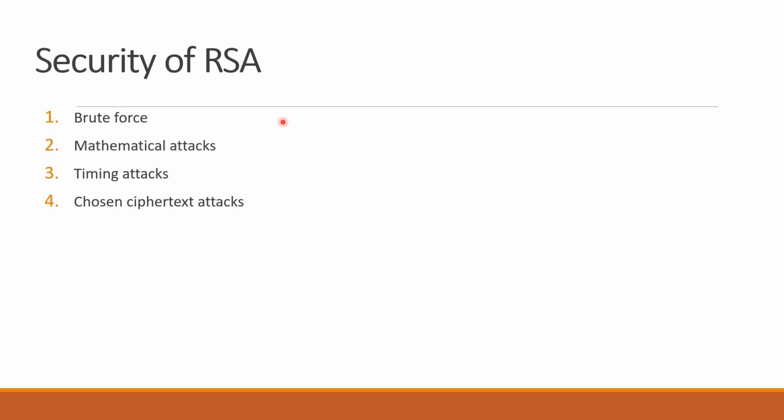Brute force attack is possible. So what do you mean by brute force attack? This involves trying all the possible private keys, and it requires quite a number of trials. Then the second type of attack is the mathematical attack. There are several approaches for this. All are equivalent in effort to factoring the product of two prime numbers.